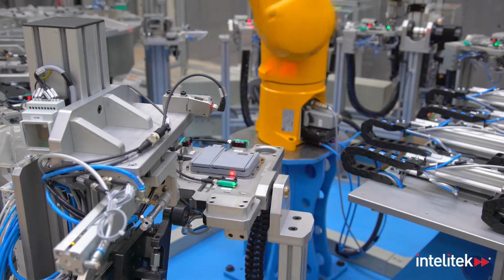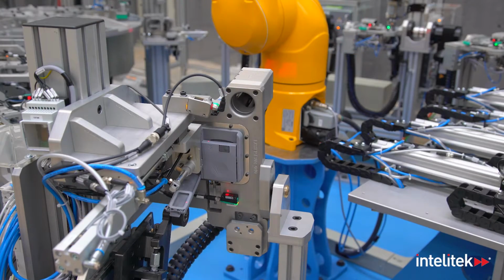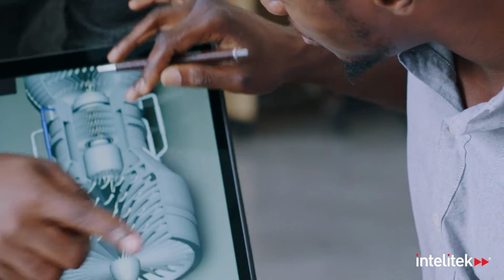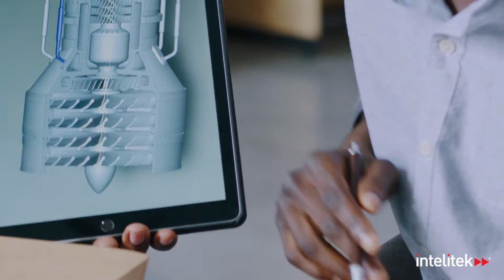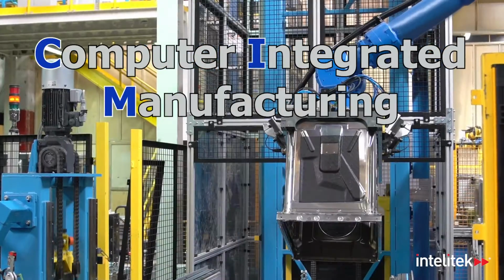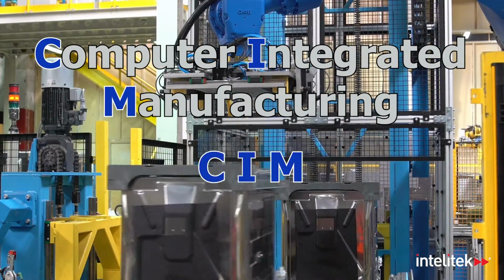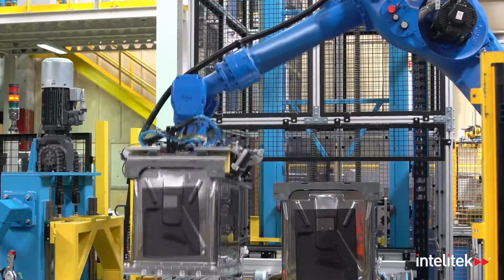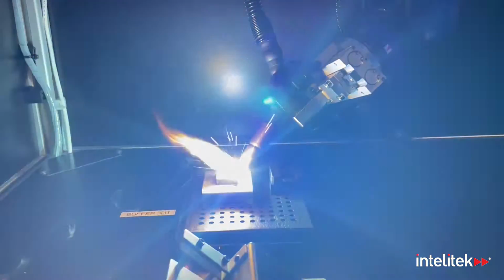Manufacturing, the art of turning raw materials into the marvels of modern life, powers our planet's advancements and improves everyday convenience. Computer Integrated Manufacturing, or CIM, has allowed manufacturing enterprises to provide finished products of all types for consumers around the world.